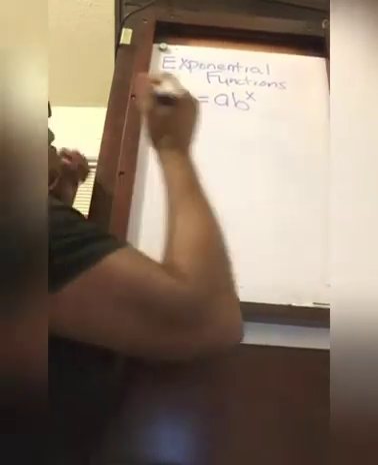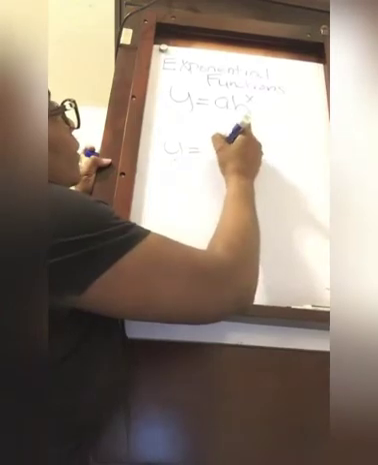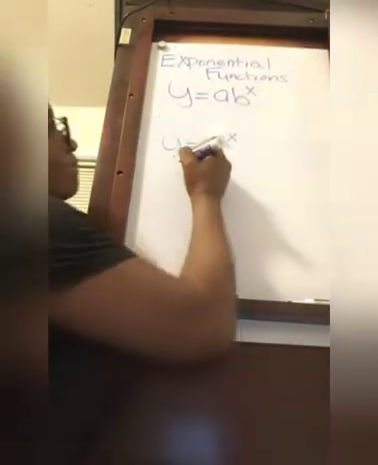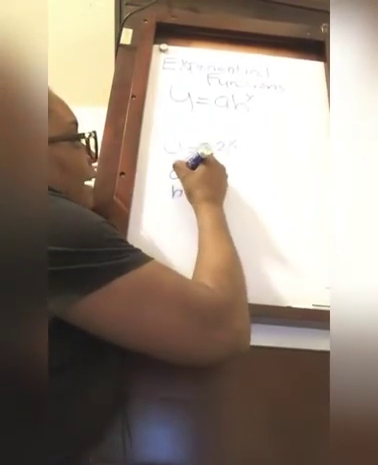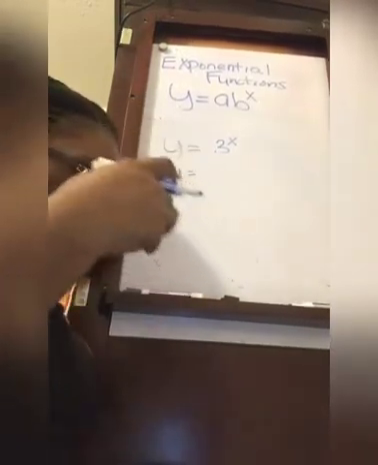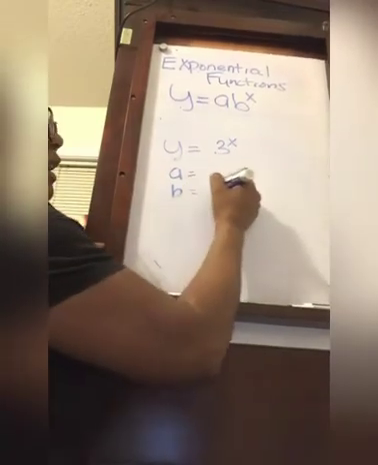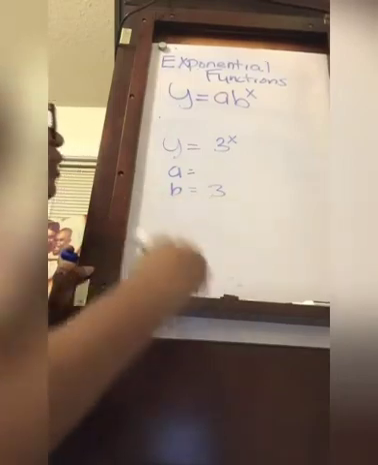All right, I'm going to give you another example that's a huge misconception. Y equals 3x. All right, what's my A, guys? The A is always a number that stands alone, so the y-intercept. It cannot be in front of that exponent. Let me just give you a hint. The B is 3. It's tripling.